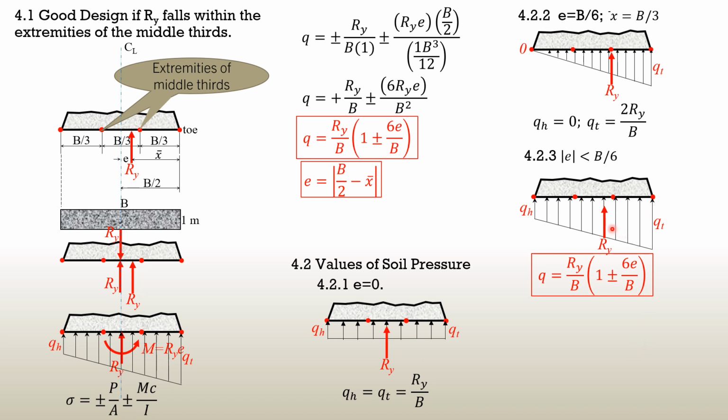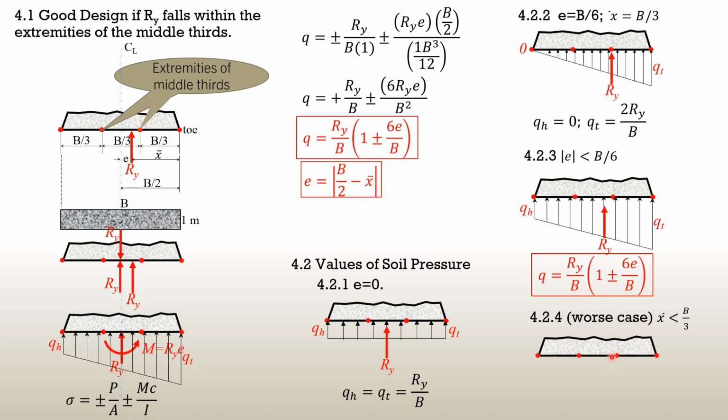to the toe, and barred X for that case is between B over 3 and B over 2. That's the value of barred X. So this is the worst case and you cannot use this formula here. Instead use the fact that Ry is the volume of the soil pressure diagram. However, this case is not tolerated in the actual situation, but for the sake of computations and for problem purposes, this might be the case.